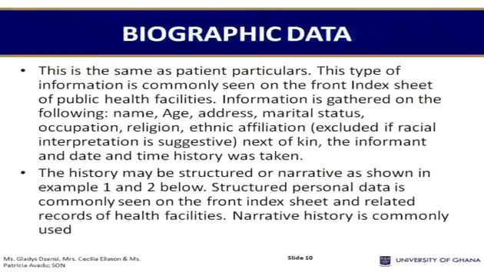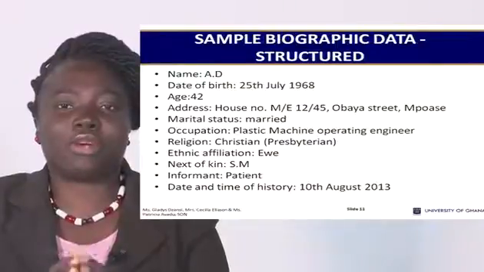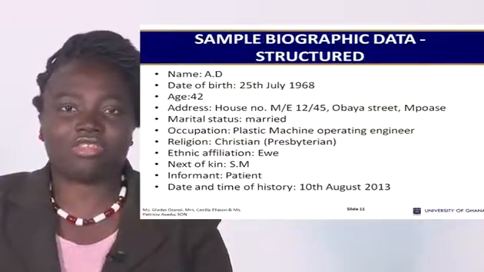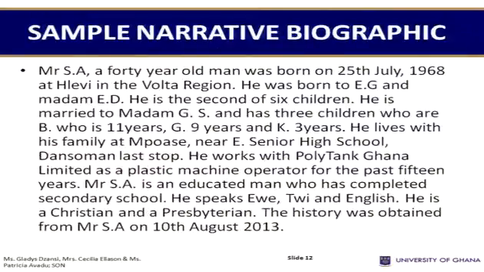And you can report this history either in a narrative form, as you will see in the examples 1 and 2, or in a structured form. So this is a type of structured biographic data. You can see the name, the dates of birth, age, etc. And this information is in a structured form. Usually in the health institutions, there are forms that are made available for which you will complete the structured health history, and it provides information on all these biographic information.